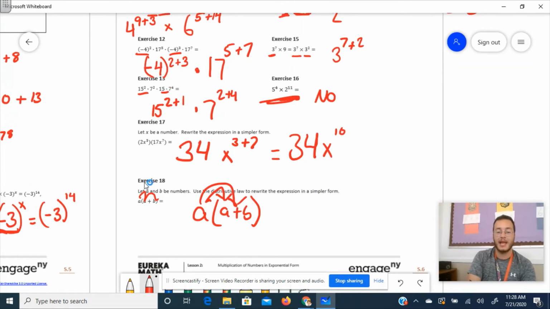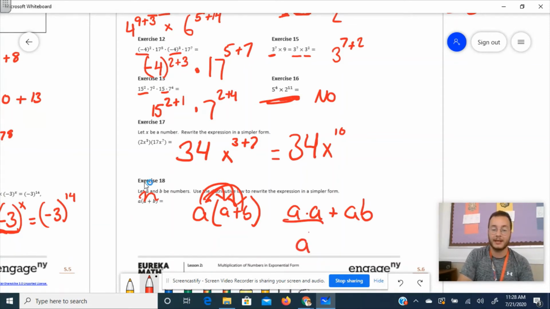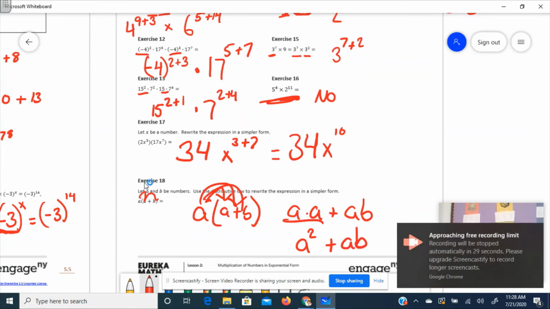So A times A will give me A times A. And then plus A times B is AB. Remember, whenever you multiply variables by each other and you don't know what they are, you just put them together. A times B. When they're right by each other, it means multiplication. Let me simplify this. I have A times A. I know that I can put that in exponential form because it's repeated multiplication, plus A times B. This is not repeated multiplication, so I cannot put that in an exponent.